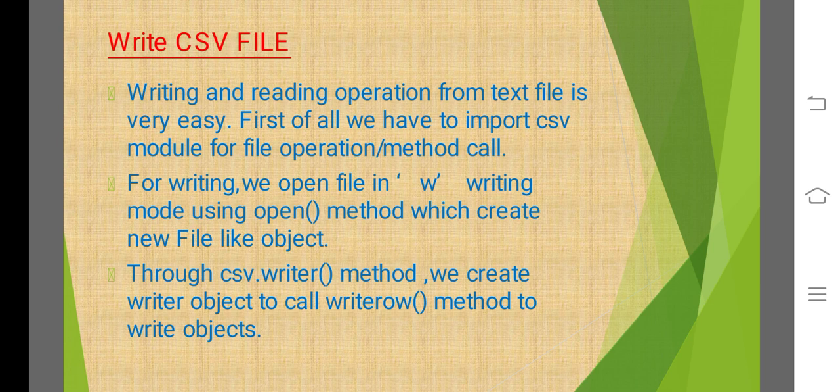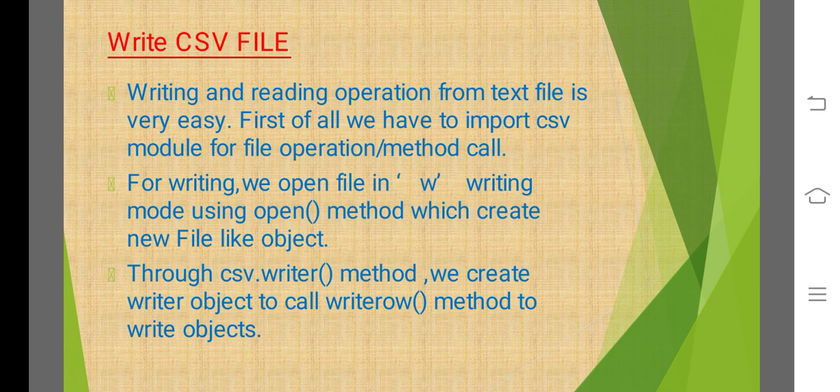First, we have to import csv. For CSV files, we have to import the Python module csv. Only then can we use CSV files and the functions of csv, which are either reader or writer. For writing, we open the file in W mode, and through the csv.writer method we can create a writer object to call the writerow method. Only three methods are required.